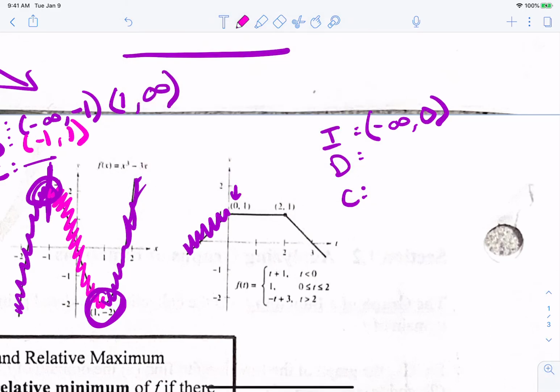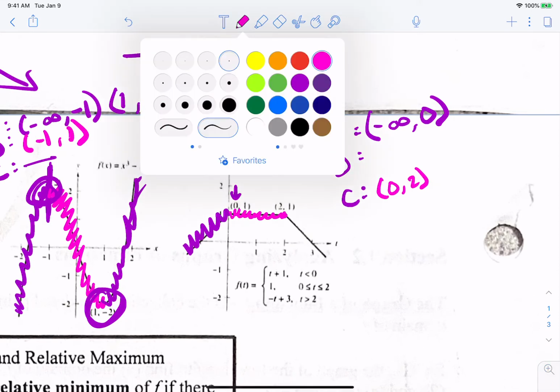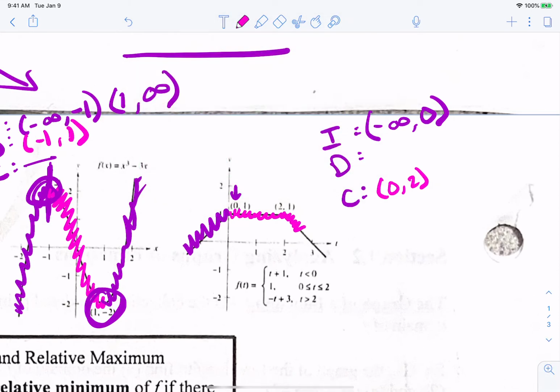Then what does he do? He's constant, from 0 to 2. And then he turns around and he is decreasing from 2 to infinity. Not negative infinity, 2 to positive infinity. You're talking about the x coordinates. So going right, he is positive infinity.